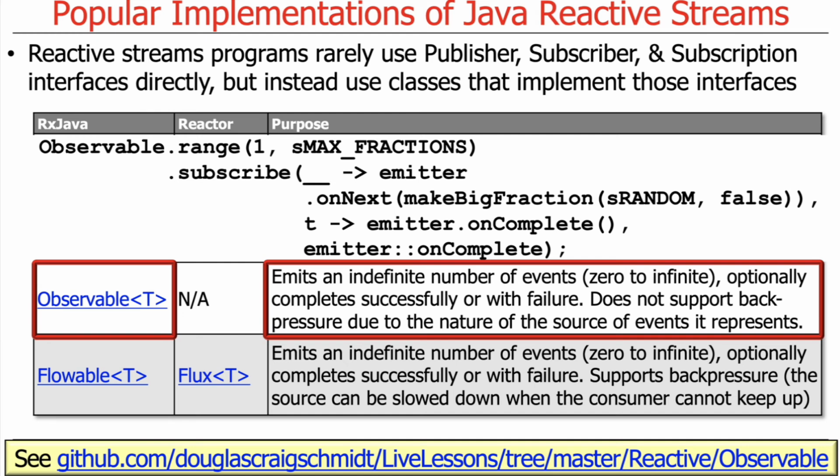And here's a simple example where we're going to emit a bunch of numbers from 1 to max fractions, and then we're going to go ahead and subscribe, and we're going to basically print out a random big fraction. And if it all goes well, we're going to have a complete operation when we're finished. If we fail, we're also going to complete.